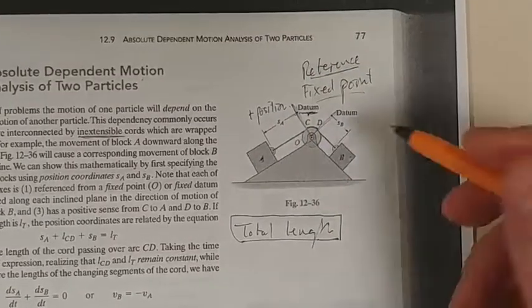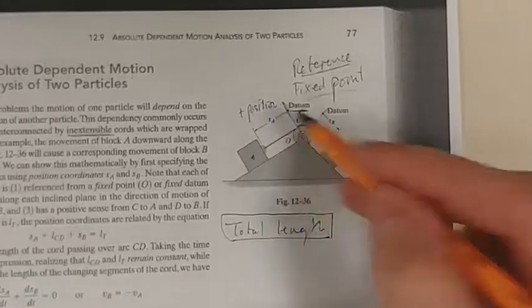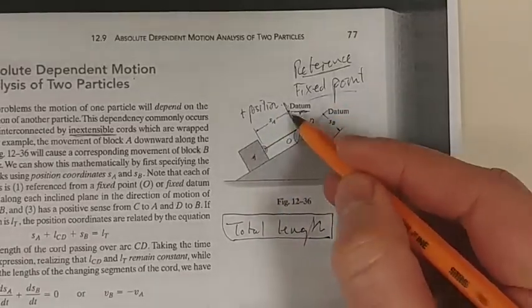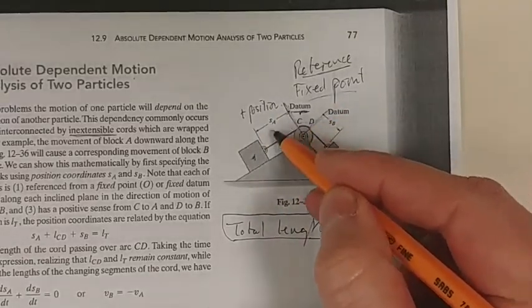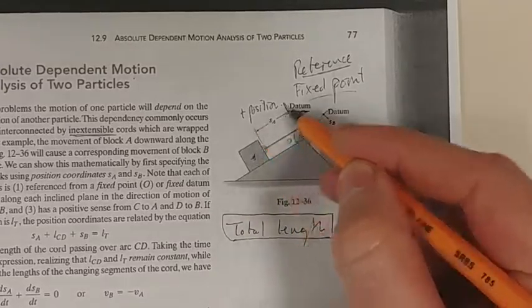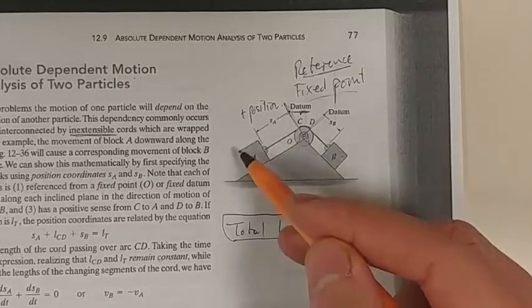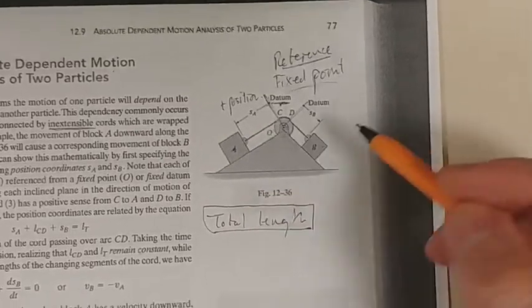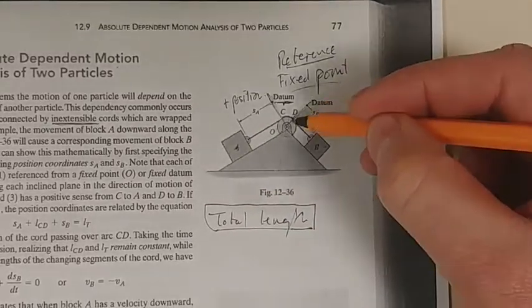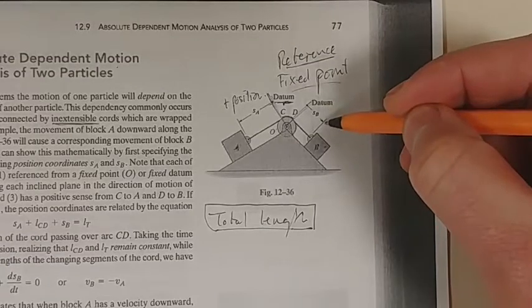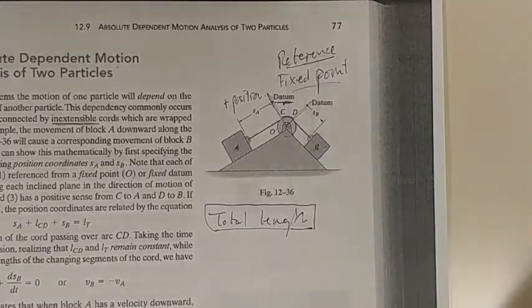Remember that position is a vector. So if we measure from the reference frame to the block, that is our positive direction. If this block moves that direction, it's positive. If it moves in that direction, it's negative. Similarly with this block, there's our reference frame. We've measured the positive direction to the block.